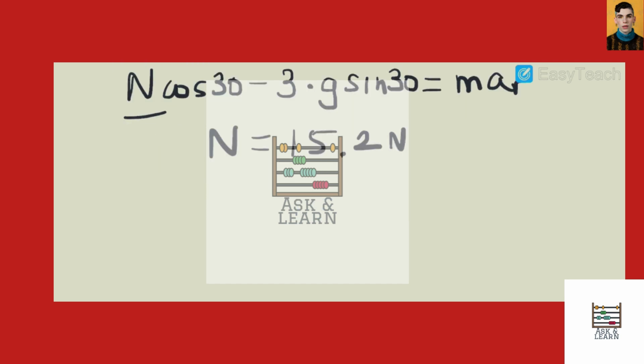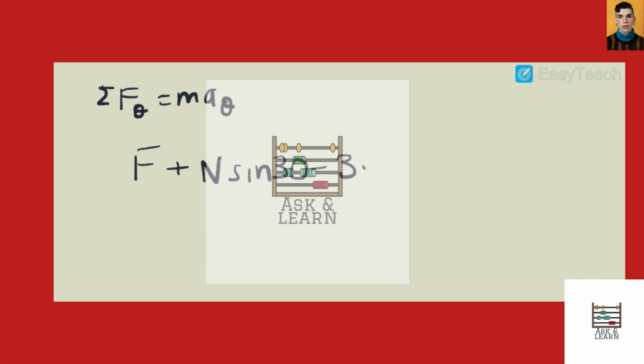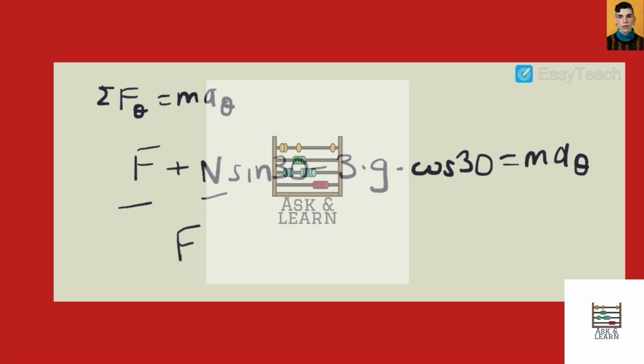Next, we can do Newton's second law in the theta direction. The net force in theta is equal to m times a theta. This gives us F plus N sine 30 minus 3 times g times cosine 30 is equal to m a theta. We've solved for N, and all we have to do is solve for F, and this gives us an F that's equal to 17.0 newtons. And this is our final answer.